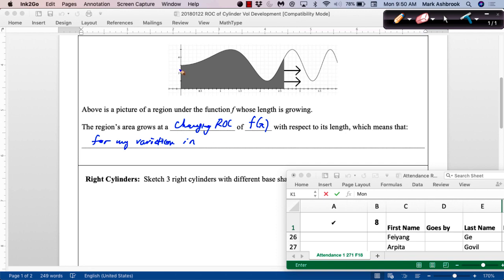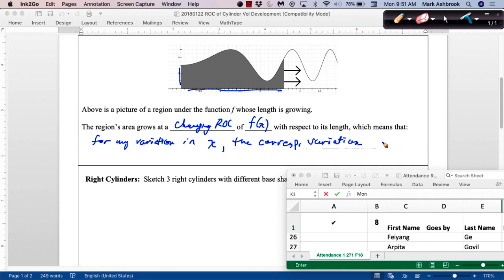Because I just want to be precise. This is a length here, right? This is a length here. So x, right? So that any variation in x, okay? The corresponding variation in area is f of x times the variation in x.